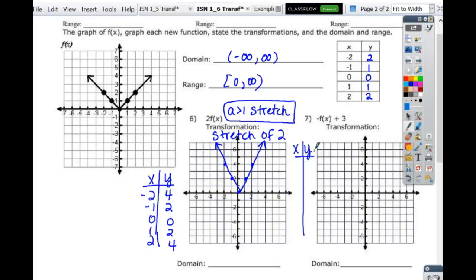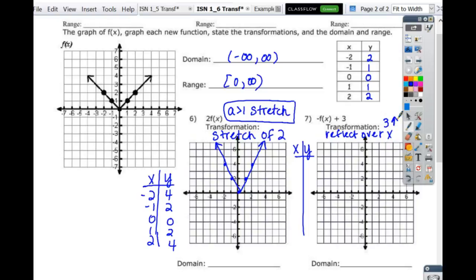So the negative here is outside the parentheses. So am I multiplying x or y? Outside the parentheses is y. If I multiply the y, it's a reflection over what axis? And then the plus 3 is 3 up.